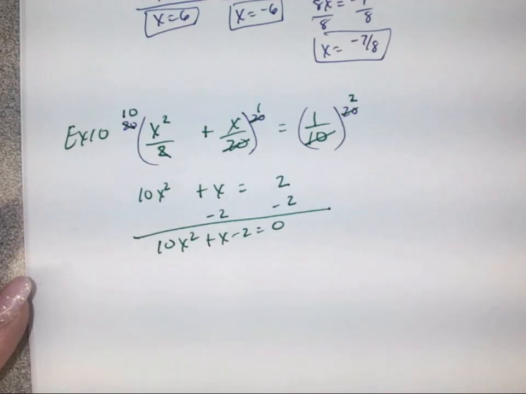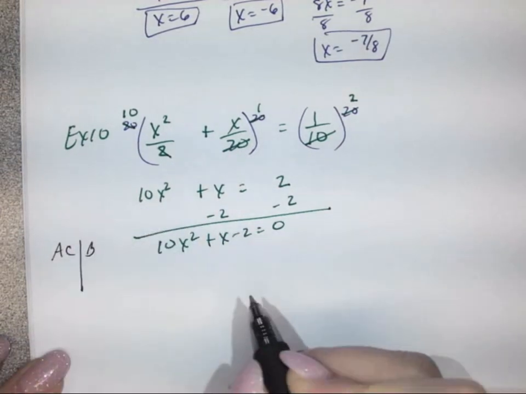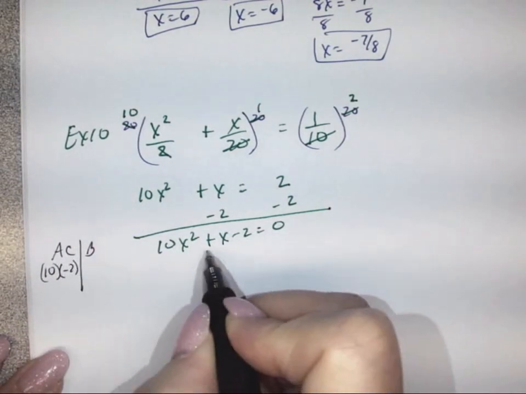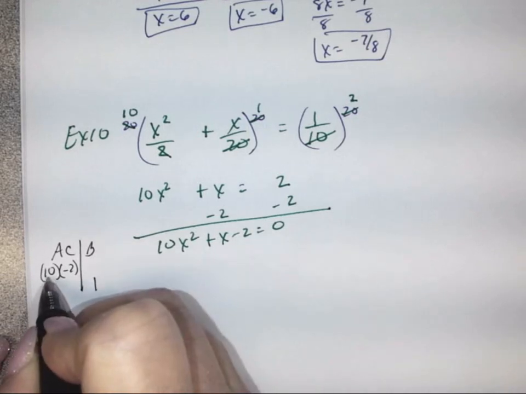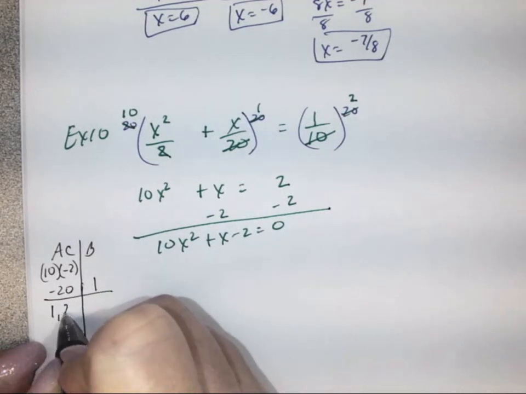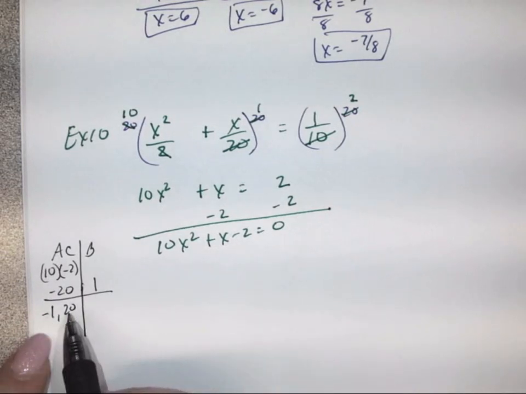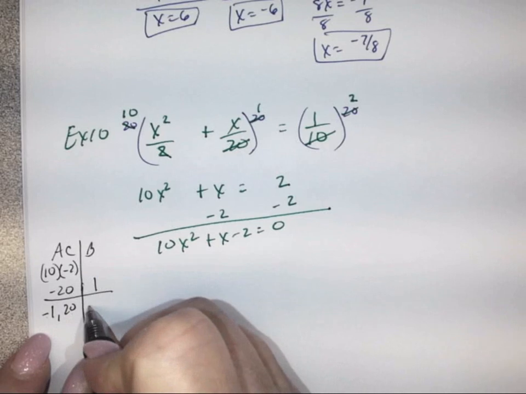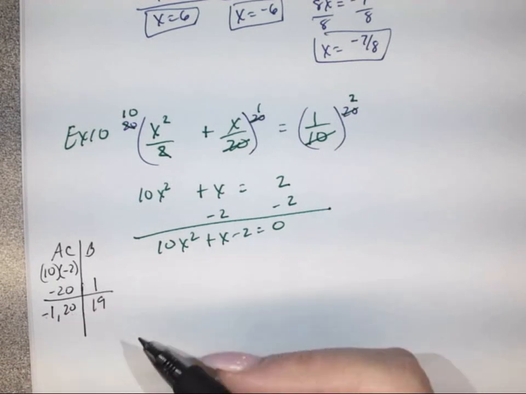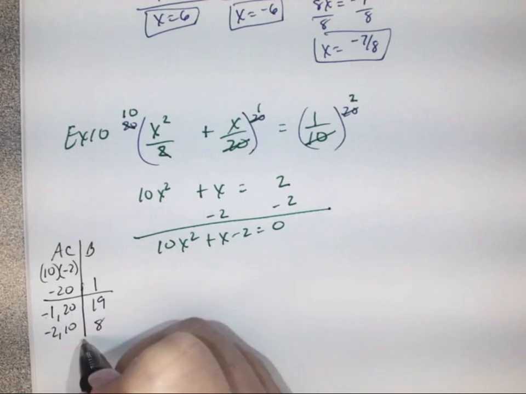And now we're back to the AC method. So we have A times C trying to get us to B. So we have 10 times negative 2, and we want to get to a 1. So that's negative 20, trying to get to 1. If I start with 1 and 20, my negative has to go on the 1. So I get negative 1 times 20 is negative 20. When I add them, I get positive 19. I need my bigger number to be positive this time because I have a positive B. Negative 2 times 10 is negative 20. When I add those, I get 8.